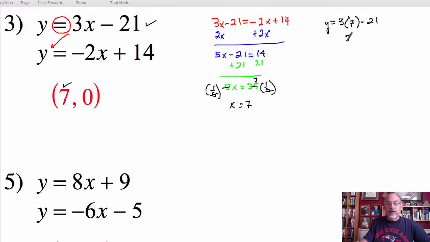Okay, so then I'm going to simplify this expression. So y is equal to 21 minus 21. So y is equal to 0. So I have 0 as my next answer, or as my y value. And so this ordered pair 7, 0 is my solution to the system.